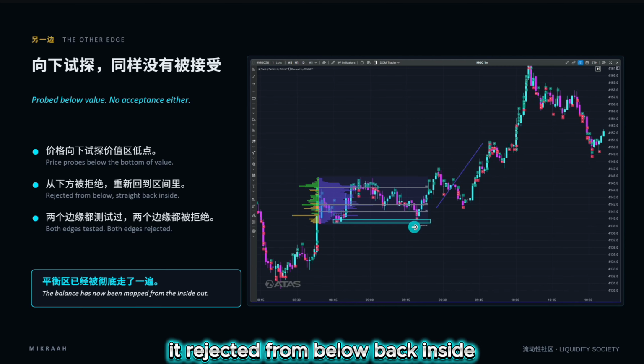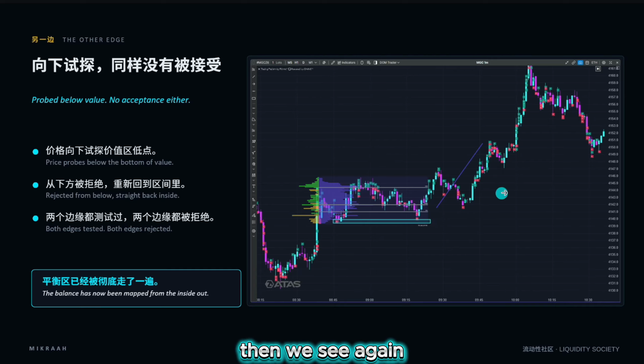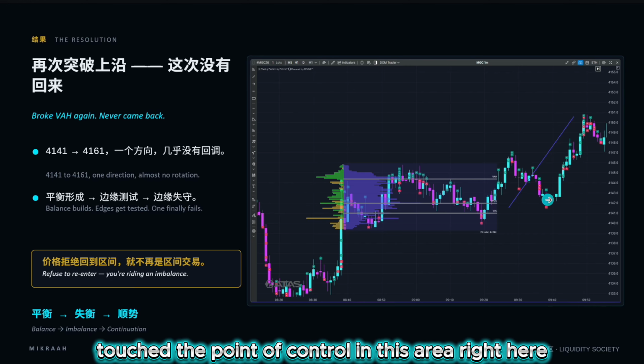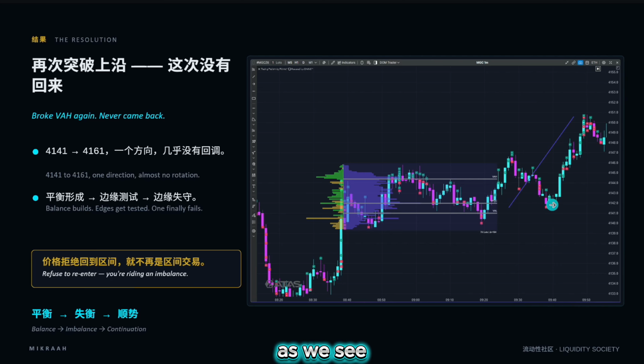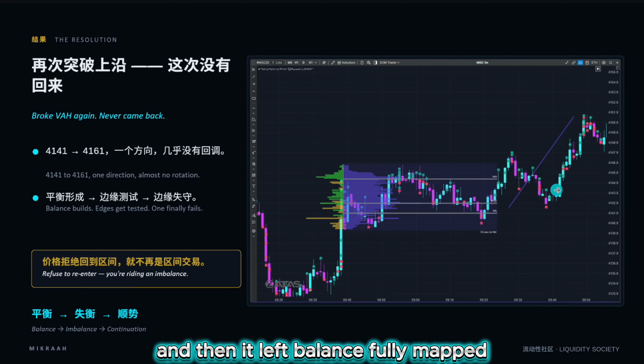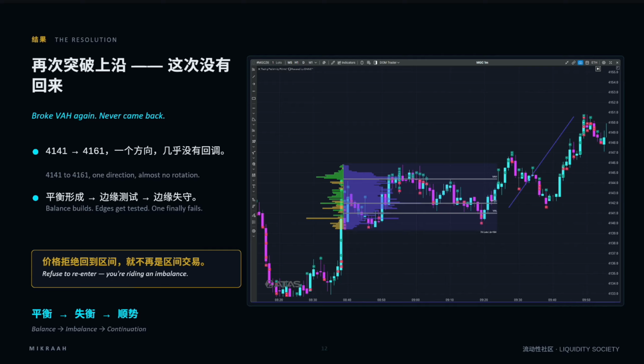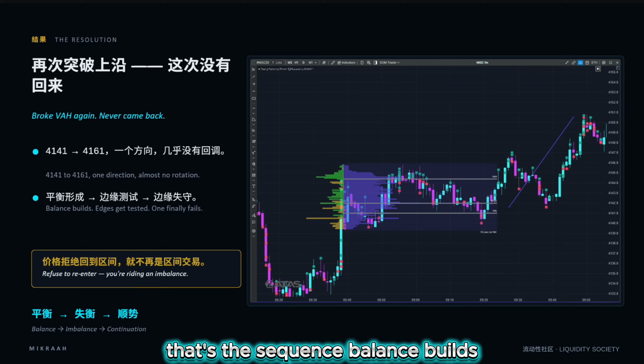It rejected from below back inside. Then we see again both edges were tested and both edges were rejected. It came back, touched the point of control in this area right here as we see, and then it left balance fully mapped. It left the value area high and it just took off. This time it never came back. 41.41 to 41.61, 200 pips, all in one direction, almost no rotation, okay? It just took off. That's the sequence.